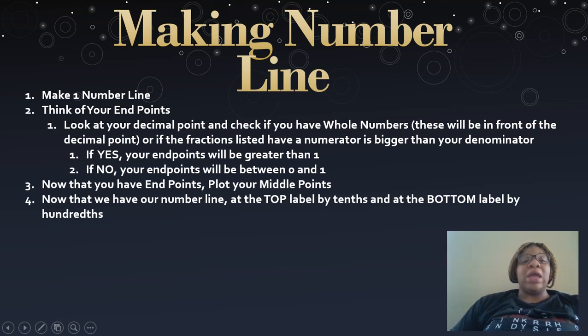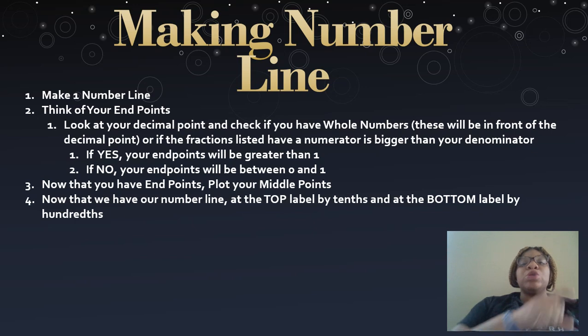After you have your endpoints, you need to think about your middle point. What's that middle point in between the two endpoints that you have? So if I have 1 and 3, my middle point would be 2. If I have 0 and 1, my middle point would be 0.5 because that's half of 1. Once you do that, now you have a number line.